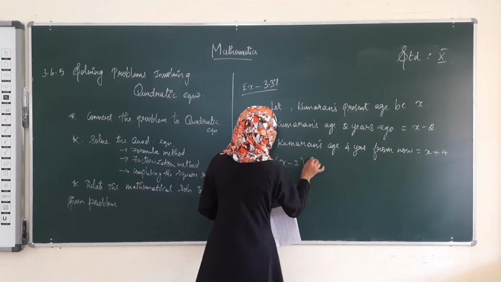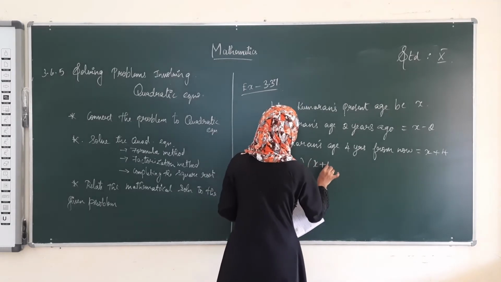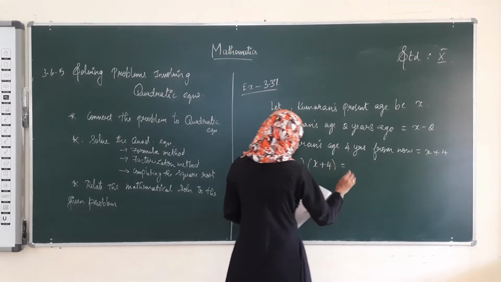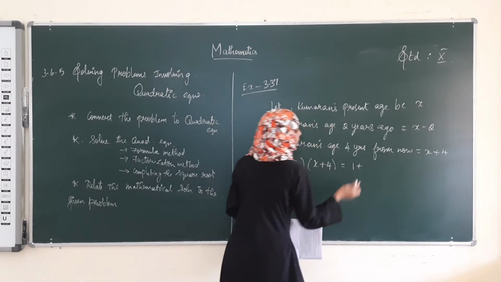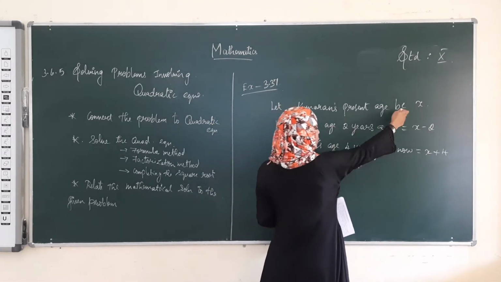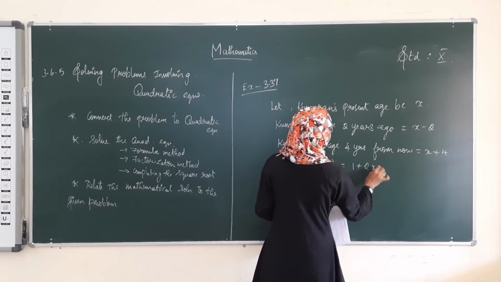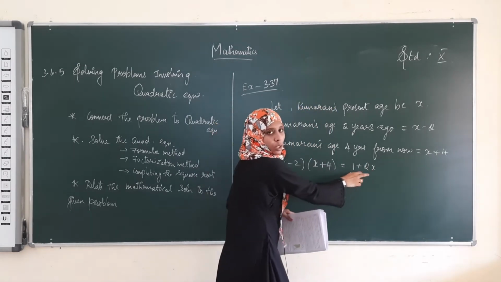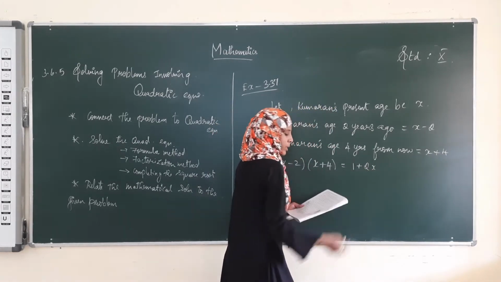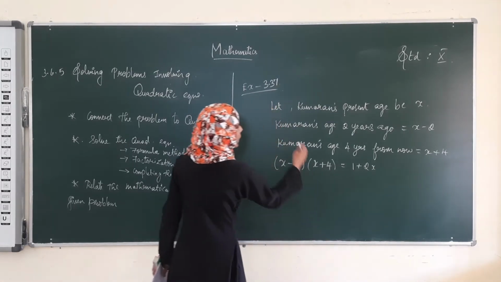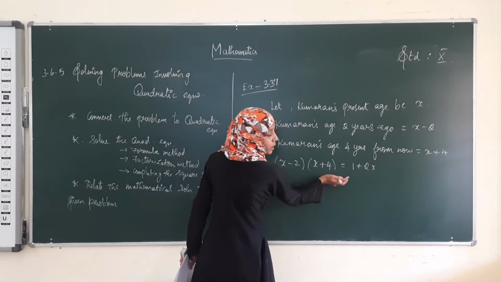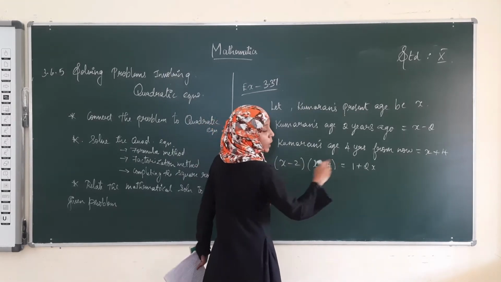x minus 2 into x plus 4 is 1 more than twice his present age. Twice his present age is 2 into x, so 1 more than that is 1 plus 2x. We have to find x, his present age. Now we have formed the equation. We have to change this to the quadratic equation.